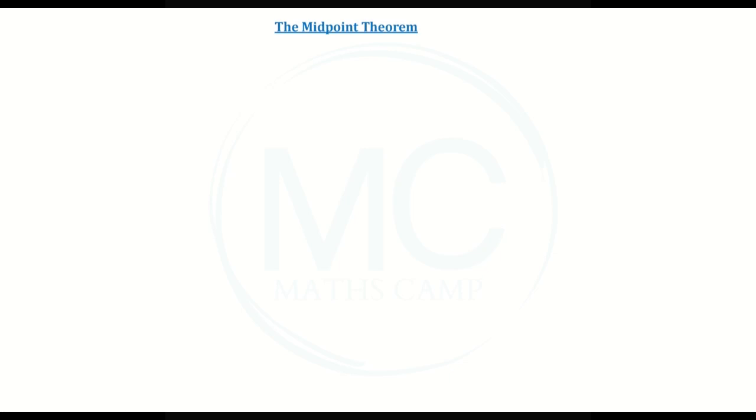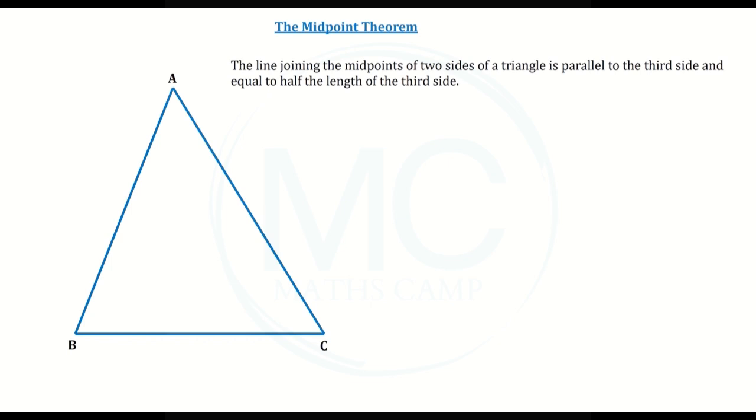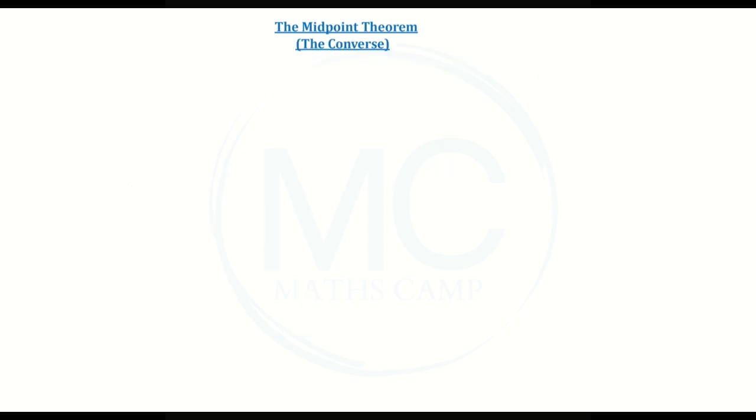In our previous video, we learned that the midpoint theorem states the line joining the midpoints of two sides of a triangle is parallel to the third side and equal to half the length of the third side. So if D is the midpoint of AB and E is the midpoint of AC, then DE is parallel to BC and half its length. Now I'd like to look at the converse midpoint theorem.